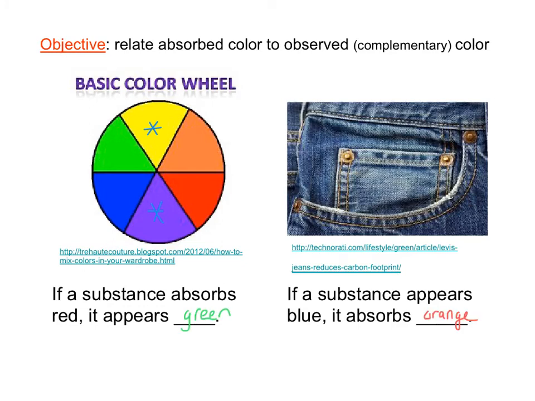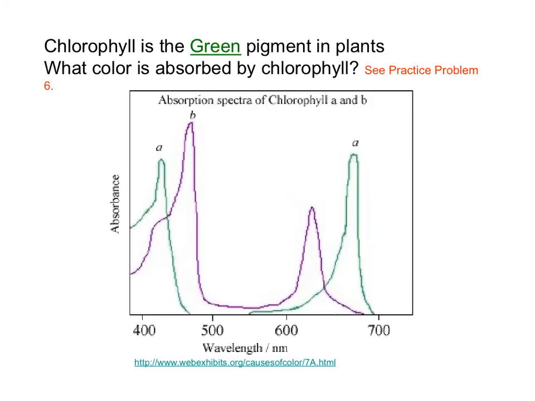And the answers are: the green pigment in plants is chlorophyll. There are two types of chlorophyll, chlorophyll A and chlorophyll B. Stop the video and identify the color absorbed by chlorophyll A. And the answer is, chlorophyll A absorbs red, and the complementary color of red is green. That's why chlorophyll appears green.